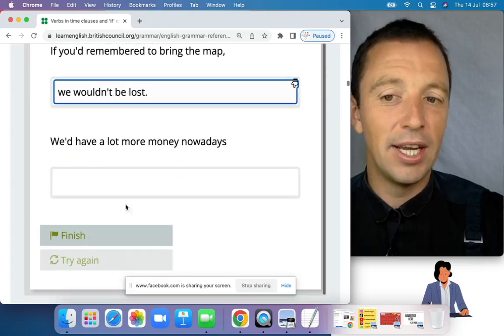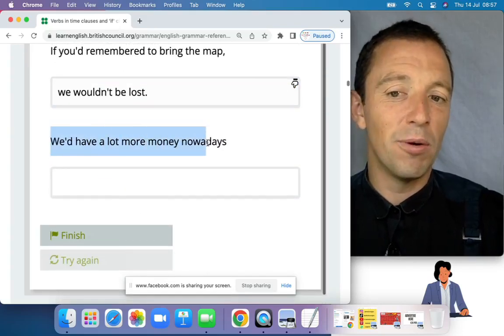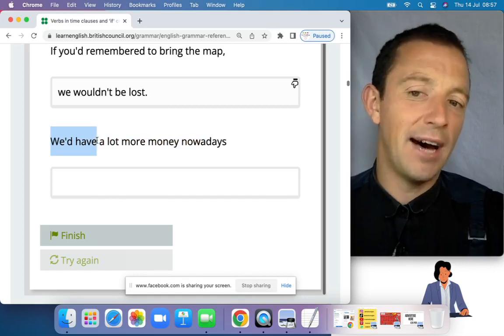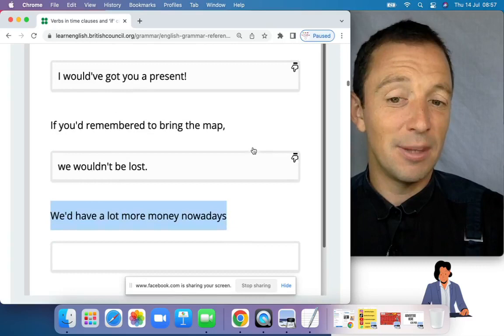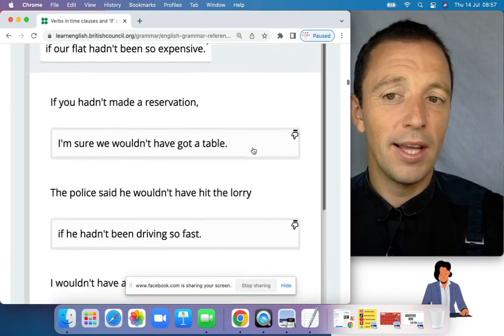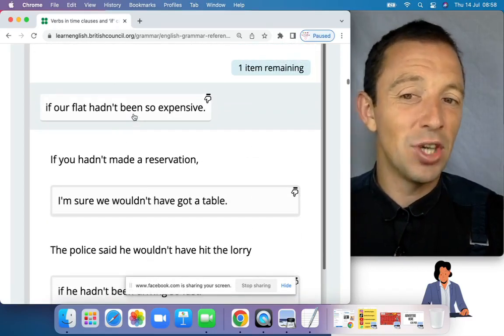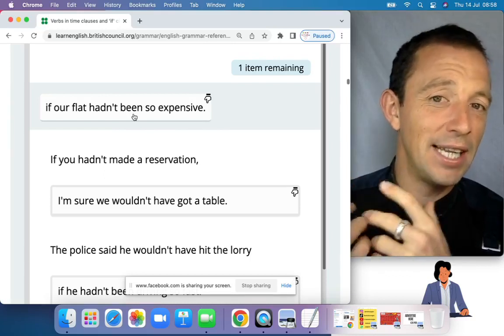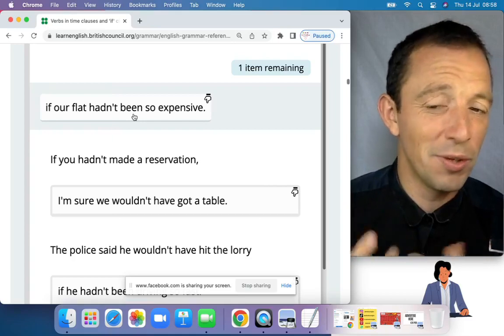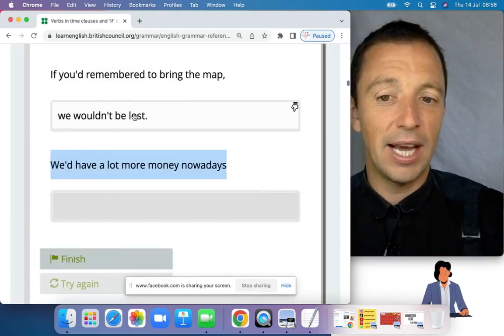Okay, and then finally, we would have, hypothetically, a lot more money nowadays. That's the main clause. If our flat hadn't been so expensive, that's the past perfect to express something that did not happen in the past. Therefore, it was so expensive. Okay, and I think everything is good.